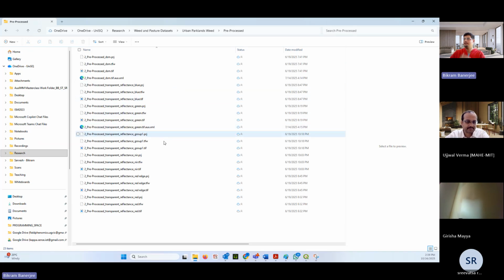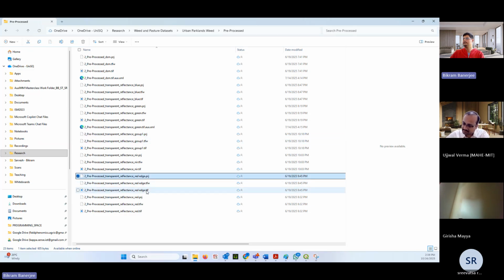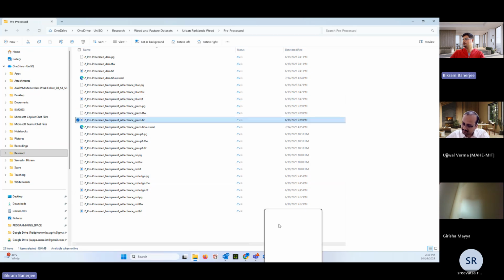Again, they are the same, and for some reason the group one is still there. So please, this time I will probably open the, which one? I think the green band I will open.